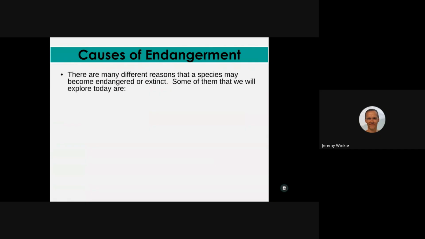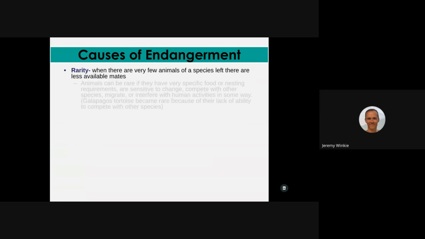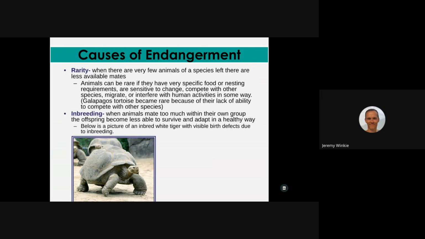So some of the causes of endangerment we'll cover now. So rarity, inbreeding, gradual loss of habitat, long-term environmental trends, catastrophe, so like natural disasters and stuff like that, competition, predators, disease, hunting and collecting. And so I'm not going to read all of this word for word, so you might need to pause it. This is just kind of like a more detailed rundown of the list that you just saw.